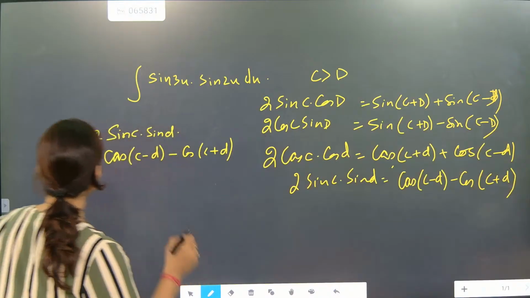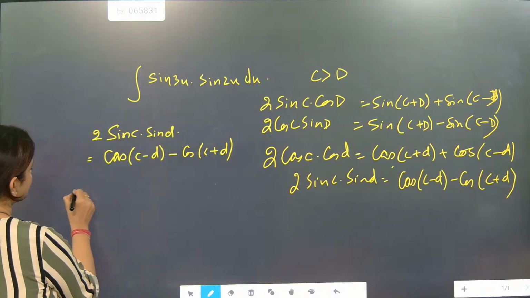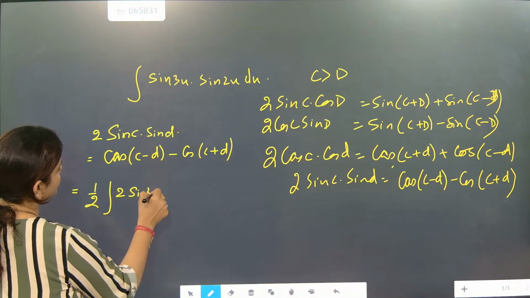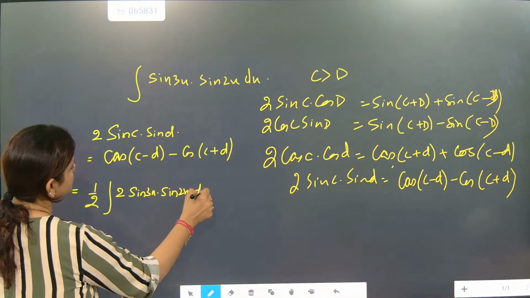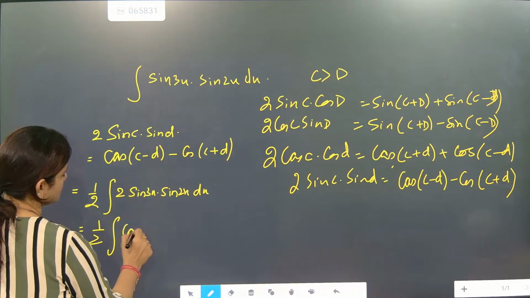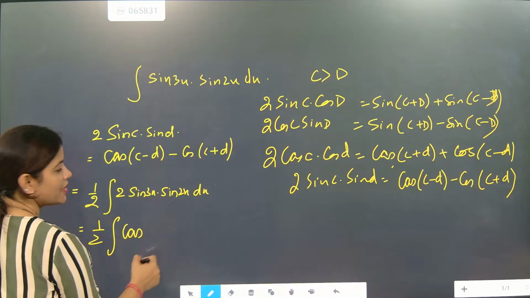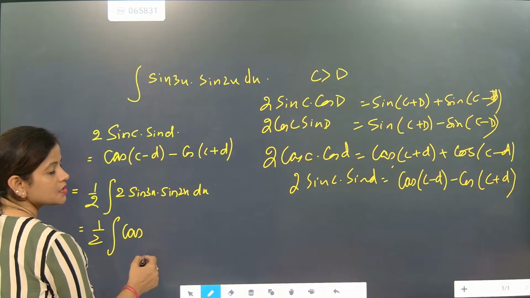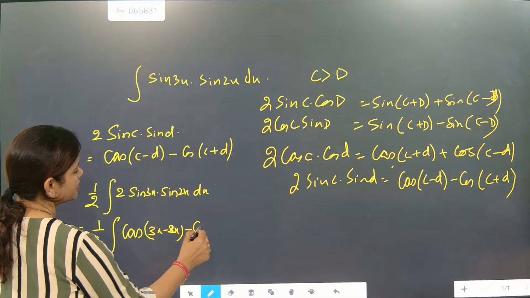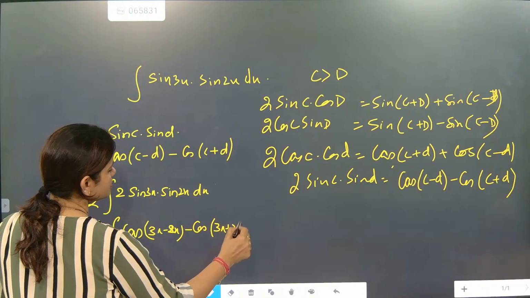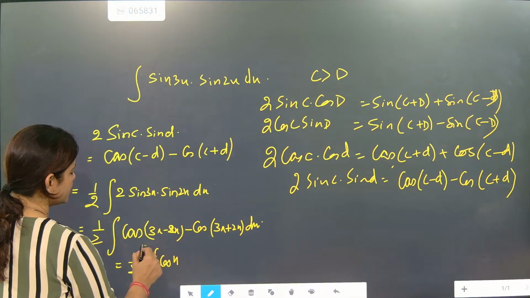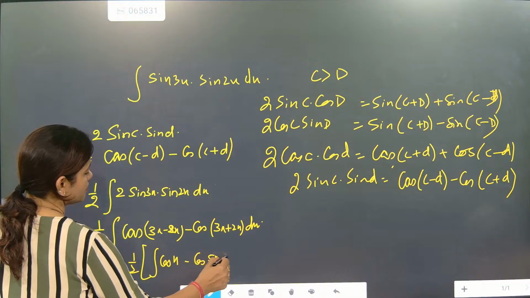Very good, sir. At least she tried this question. So now, because this part will be written as what? We will multiply by 2 here. It is coming as sine 3x into sine 2x dx. So this part will be coming as cos of 3x minus 2x minus cos of 3x plus 2x dx. So half, cos x minus cos 5x dx.